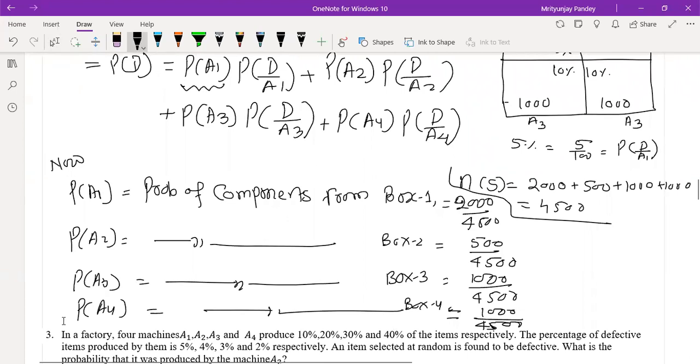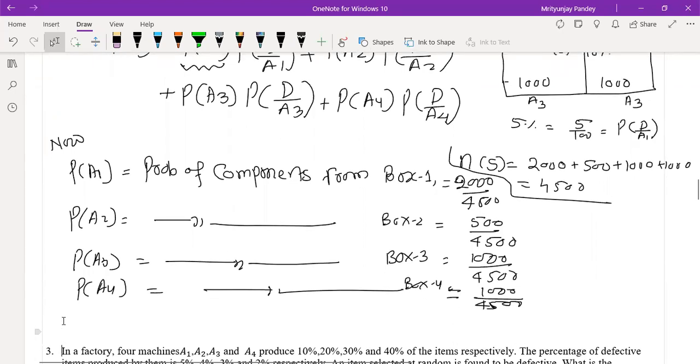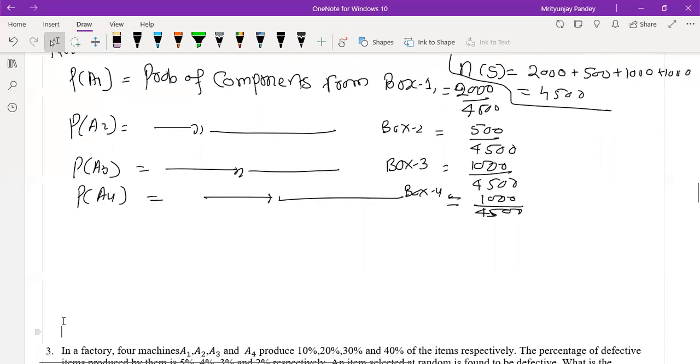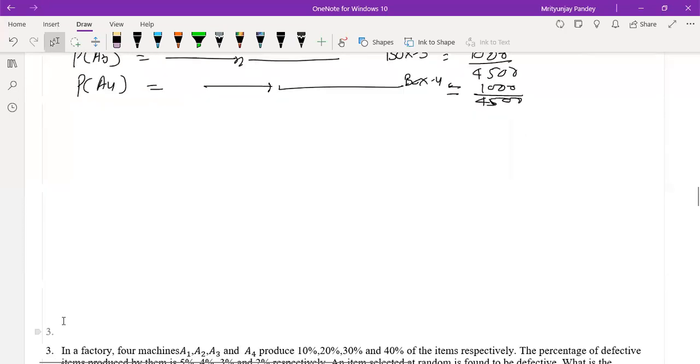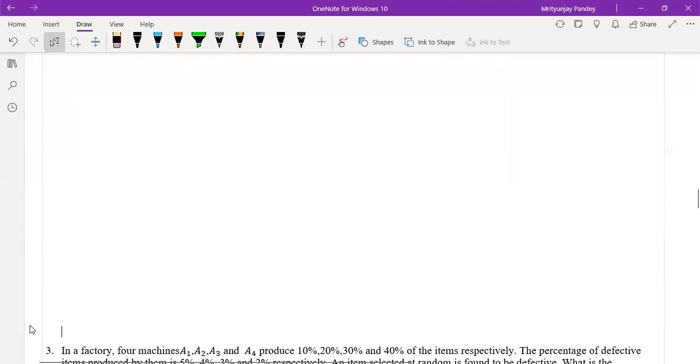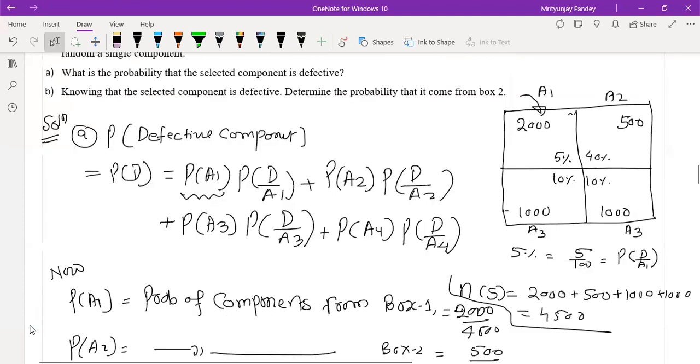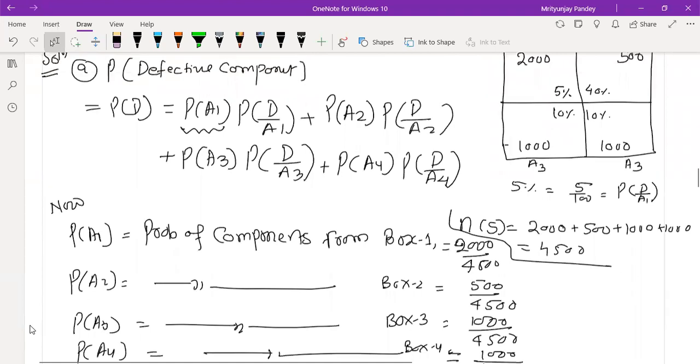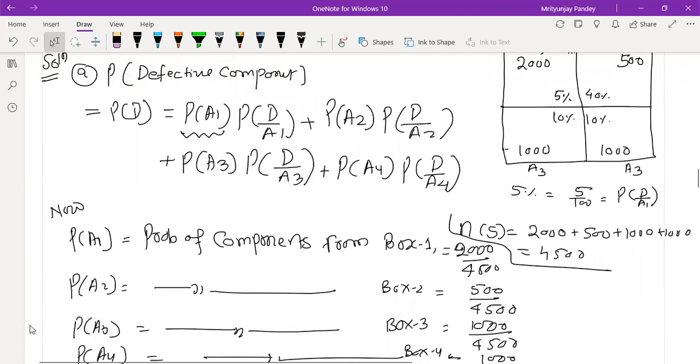Students, any doubt? No, sir. So let's put all the values in the above formula and calculate total defective components from all boxes, right? So already मैंने formula लिख के रखा है, आपको सिर्फ उसके अंदर value substitute करना है. And P of D by A1 is what? D by मतलब defective component from A1 box. What is the meaning of D by A1? So probability of D by A1 is nothing but defective component from box A1.